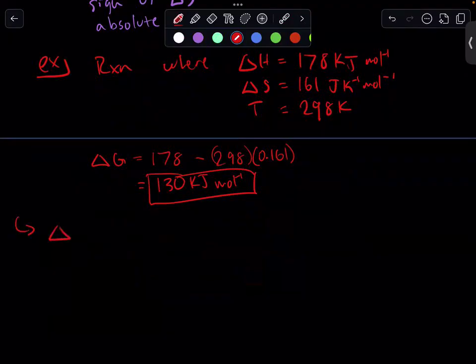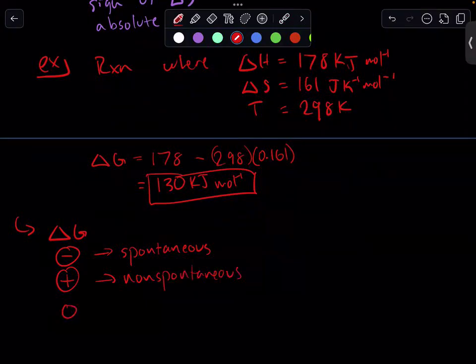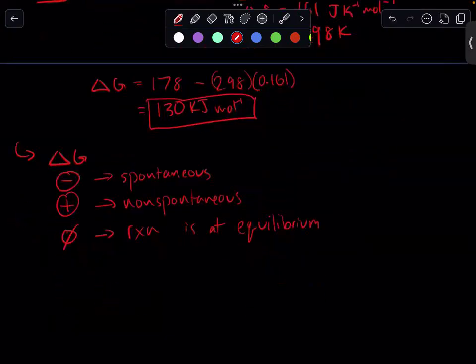When we look at the sign of delta G, if delta G is negative, then it will be spontaneous. The reaction will just occur. If delta G is positive, it is non-spontaneous. And if delta G is just flat out zero, we know our reaction is at equilibrium. It will not move forwards or backwards, or rather, it is moving forwards and backwards at the exact same rate.